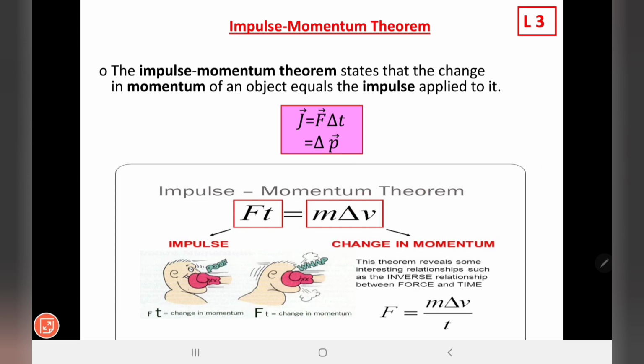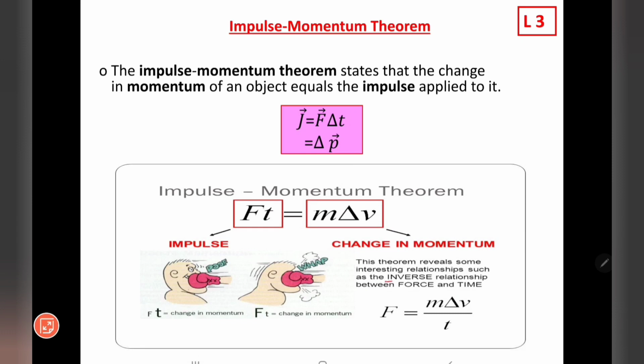And then what do we get from this equation actually? This theorem reveals an interesting relationship, such as the inverse relation between force and time. What does it mean? In this case, force and time are inversely proportional. For example, here we are discussing F multiplied by T giving you m delta v. So in this case, the impulse depends on F and T, but they are inverse to each other.